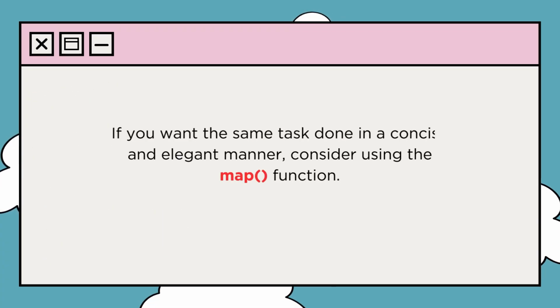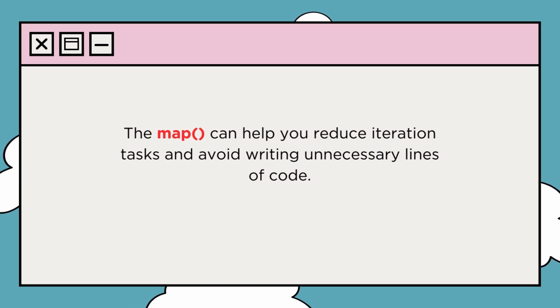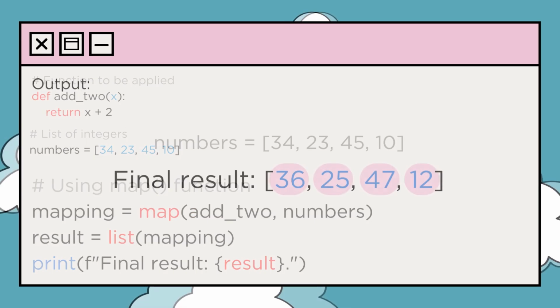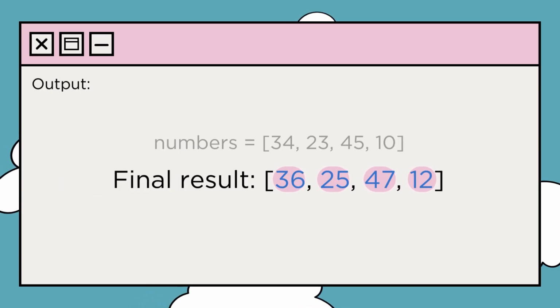Without a doubt, it is a good practice and a traditional approach that no one can beat. However, if you want the same task done in a concise and elegant manner, consider using the map function. The map can help you reduce iteration tasks and avoid writing unnecessary lines of code. Check this out. When you run this code, it will produce the same result as the previous one.